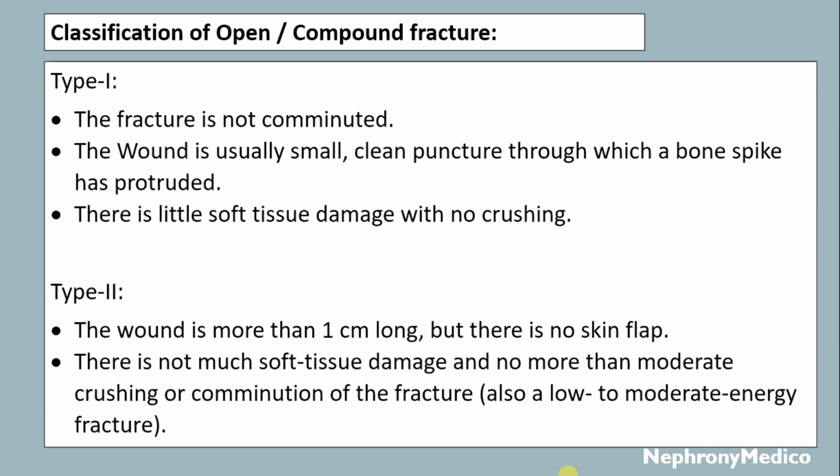Type 2 fracture. The wound is more than 1 cm long, but there is no skin flap. There is not much soft tissue damage and no more than moderate crossing or comminution of the fracture.